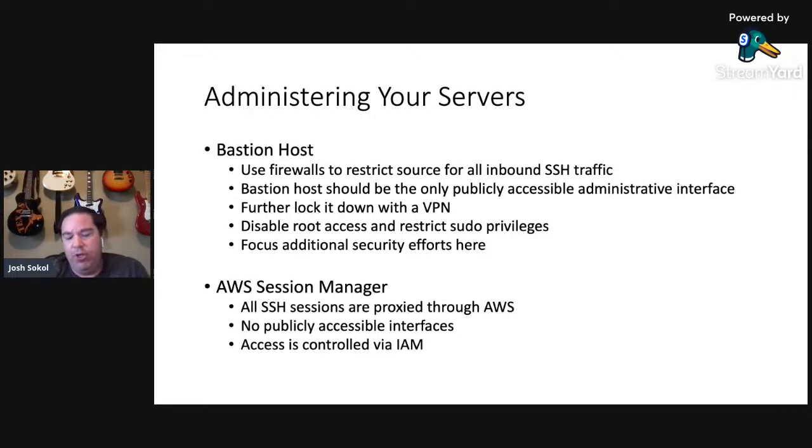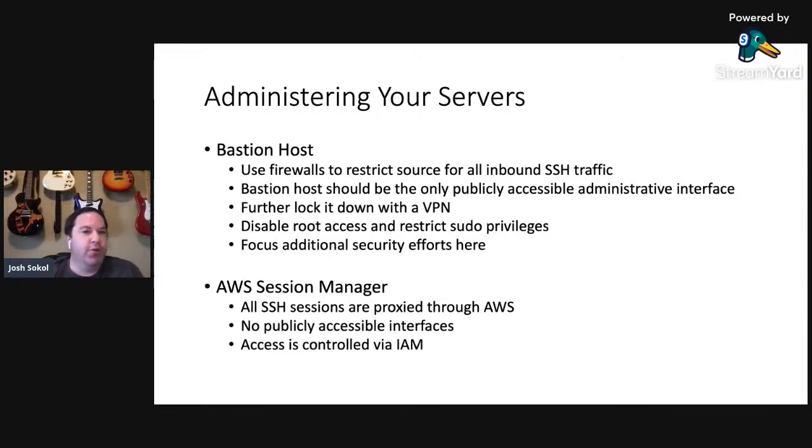AWS systems. Now, if you aren't in the AWS cloud, if you're doing something else, that's cool. The old standby is using some sort of a bastion host. So you basically have a system that's your dedicated SSH host. You use firewalls to restrict the source for all inbound SSH traffic. It's only publicly accessible on this administrative interface. You lock it down further with a VPN. So you're saying only people who log in through the VPN can access this guy.